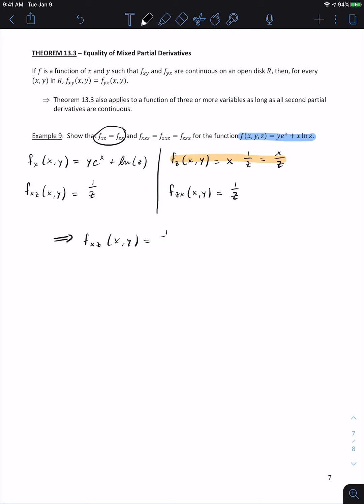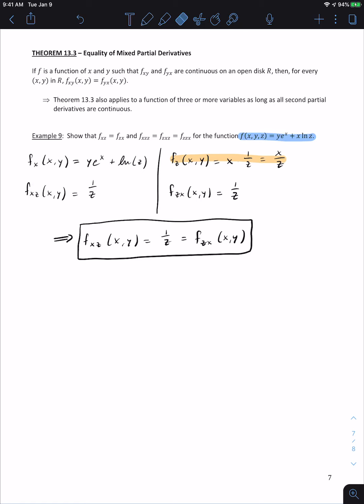And as you notice here, we ended up finding that f sub xz was equal to 1 over z, which was also f sub zx. So as we predicted and as we stated before, the order does not matter, even in the case of when we have 3 variables. Well, actually, this was the case of 2 variables. So now let's really hop into showing this next piece, which is this right here.